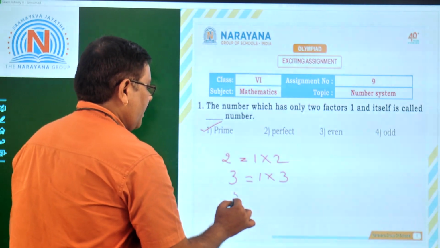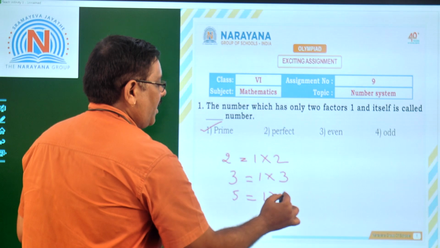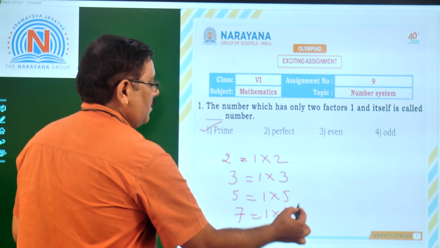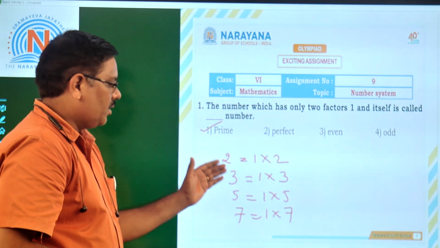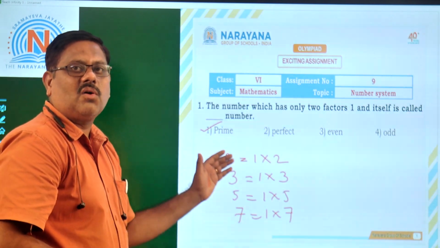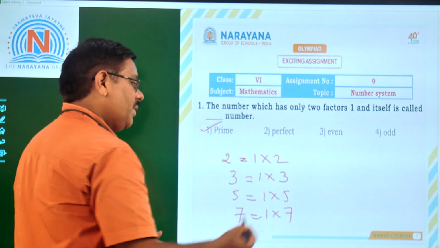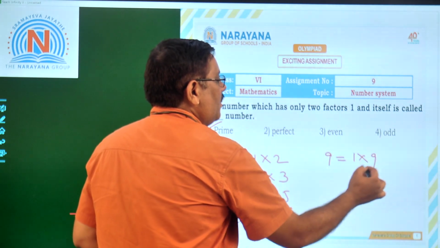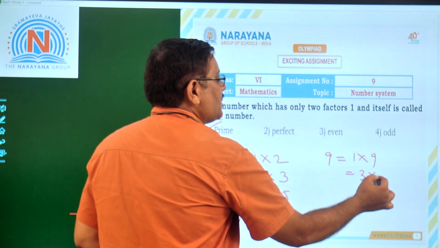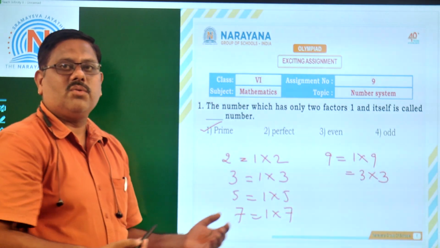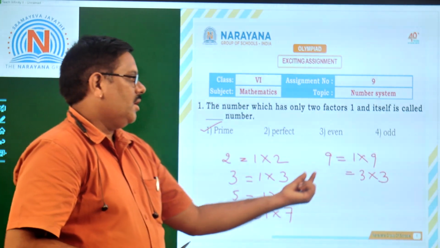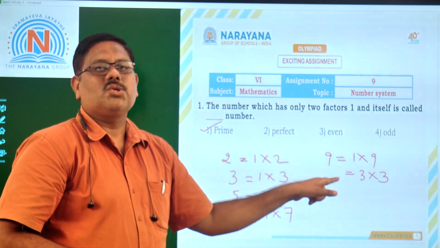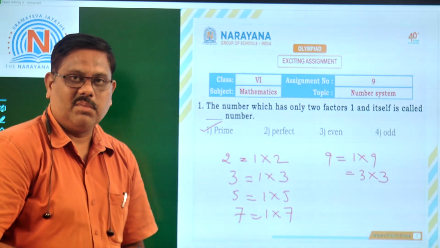Next, 5 is equal to 1 into 5. 7 is 1 into 7. So 2, 3, 5, 7, all these are called prime numbers. But 9 can be written as 1 into 9. Not only that, we can write it as 3 into 3. 3 into 3 is also 9. So here, in addition to 1 and 9, we have one more factor 3 for 9. So 9 is not a prime number.